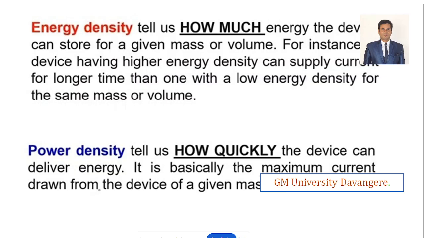So power density tells us how quickly the device can deliver the energy. I want to deliver the energy in a fraction of a minute. I don't want to wait 20 or 30 minutes, as with energy density, where you store a volume of water in the syntax. It will take much time to deliver the current, for a longer time, as we accepted in energy density. But in the case of power density, it should respond very quickly. Delivery of energy should be much faster, especially in ultracapacitors.